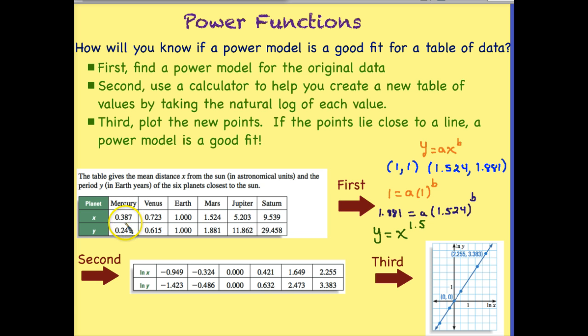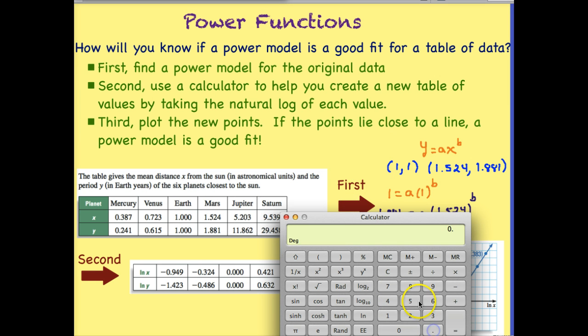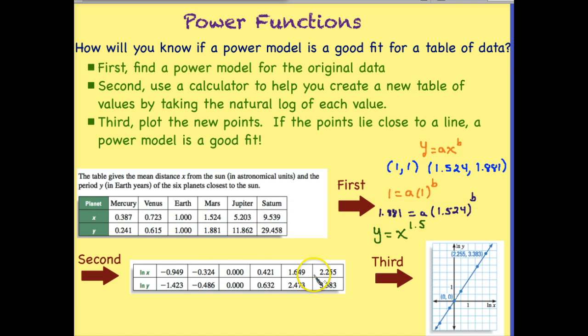So if we take the natural log of 0.387, for example, I get this number, negative 0.949, which is in my table. And I've done that with all these numbers to create a new table. So the third step then is to go ahead and plot these new points. If you notice when we plot them, these points all lie very close to a line. In fact, they all lie on a line. This is one way to help you understand if a power model is indeed a good fit.